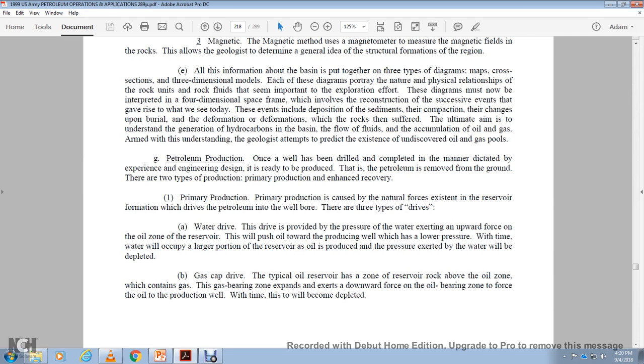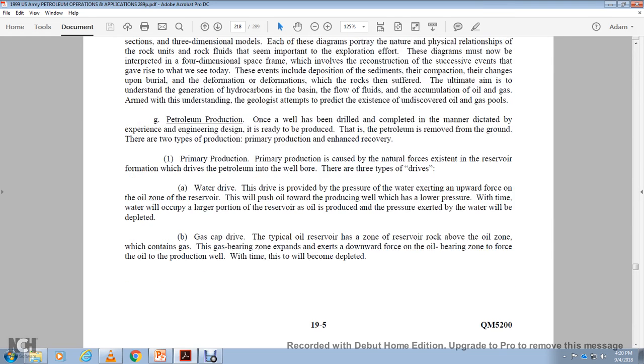Gas cap drive. In a typical oil reservoir, the reservoir rock above the oil zone contains a gas-bearing zone, which expands and exerts a downward force on the oil-bearing zone to force the oil to the production well. With time, it will become depleted.